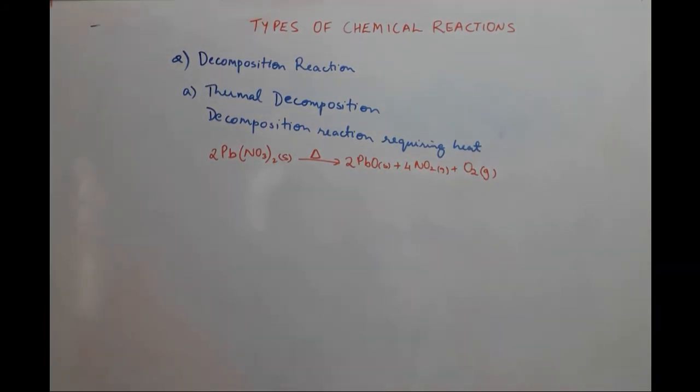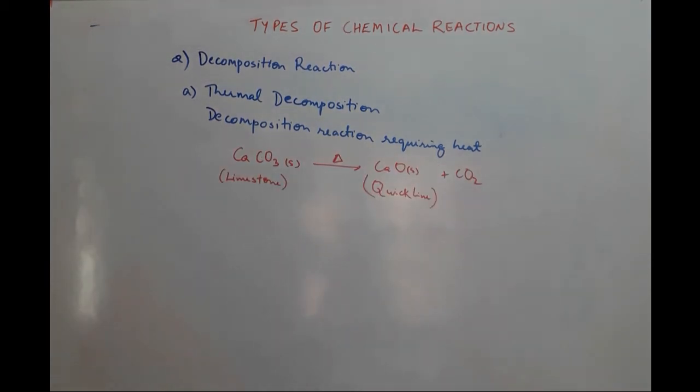When lead nitrate is actually heated, like you heat it in a test tube, brown fumes of nitrogen dioxide are given out. So you will be able to observe the brown fumes of nitrogen dioxide in this reaction, along with the evolution of oxygen and the formation of lead oxide, which is a solid. We'll take another example of a decomposition reaction.